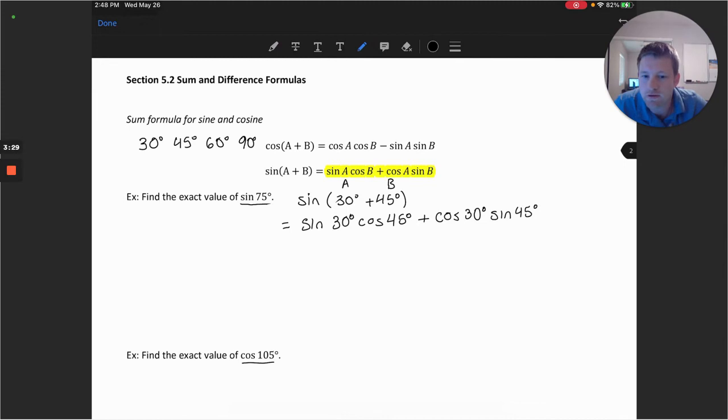Now we need to just evaluate these sine and cosines at these common angles. So we should know these by now to just rattle these off. So sine of 30, we know is going to be 1/2. Cosine of 45 is root 2 over 2. Plus cosine of 30, that's root 3 over 2, times sine of 45, which is also square root 2 over 2.